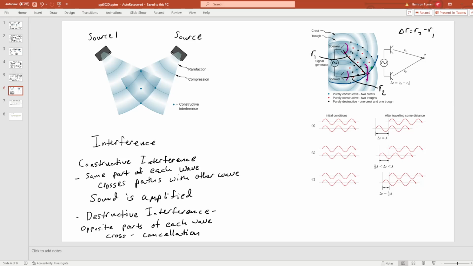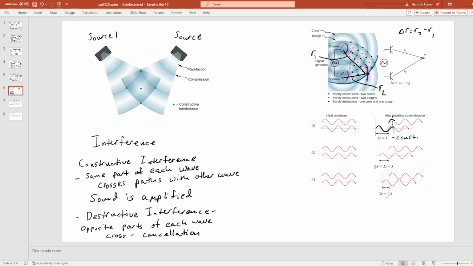So when our two crests cross each other, this is constructive interference. And what this means is that these two waves are still in phase with each other. They still have crests at the exact same point in space, even after one of the waves has traveled a further distance. But if that distance is exactly equal to one wavelength, or in truth, an integer multiple of a wavelength, then you will get constructive interference.